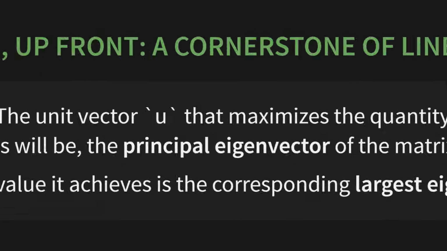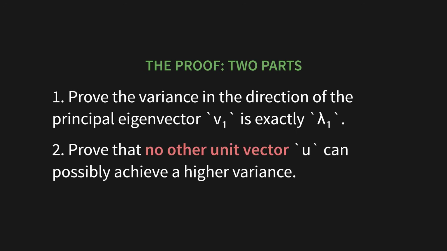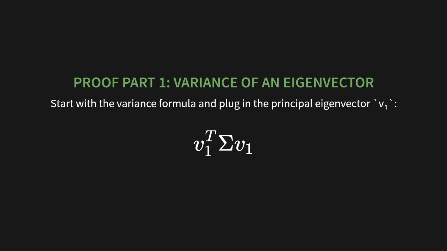So let's prove it. The proof has two parts. First, we'll prove the variance in the direction of the principal eigenvector v1 is exactly lambda 1. And second, we'll prove that no other unit vector u can possibly do better. All right, proof part 1, the variance of an eigenvector. We start with our variance formula, u transpose sigma u, and we just plug in the principal eigenvector v1. So we have v1 transpose sigma v1.